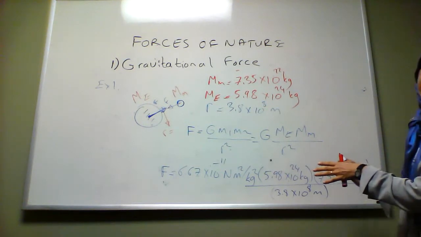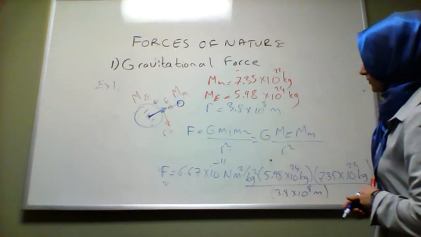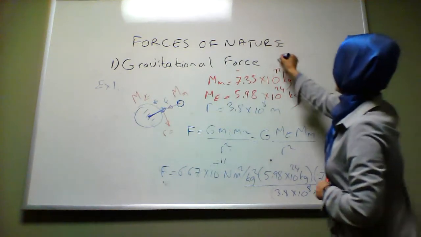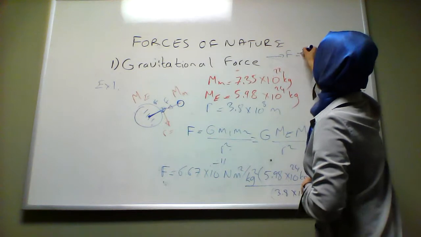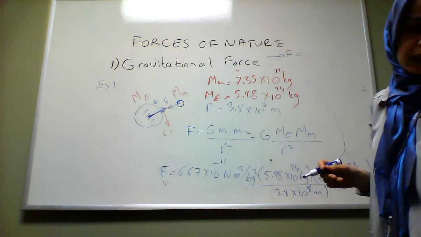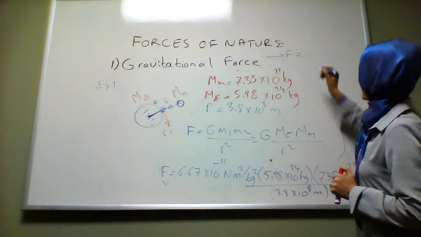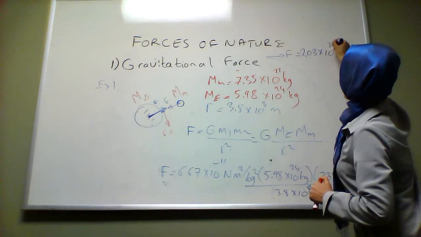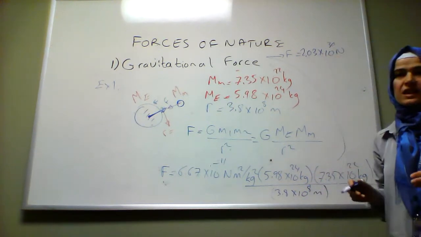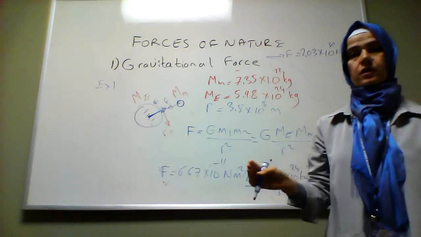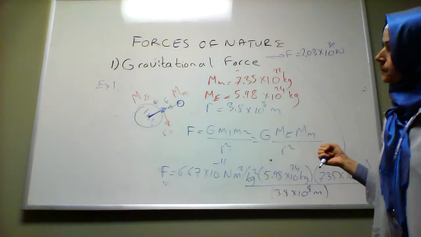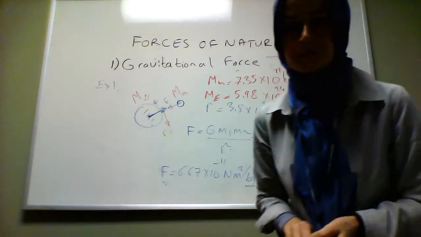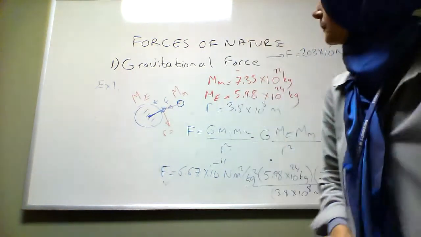After we enter all these values, the answer we're going to get for force, my board is too small, let me put it in here, will be 2.03 times 10 to the 30 Newton. This is a very large force attracting the Moon to the Earth and causing it to rotate around the Earth. So this is one example.